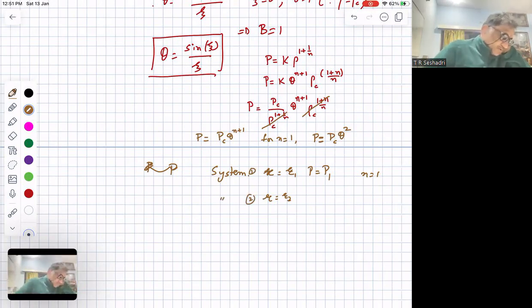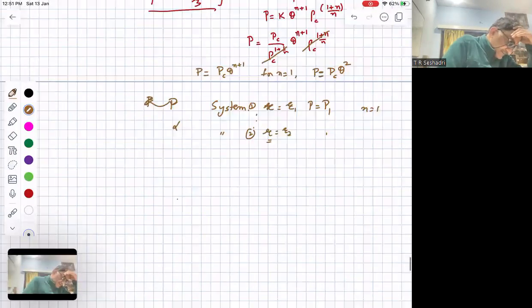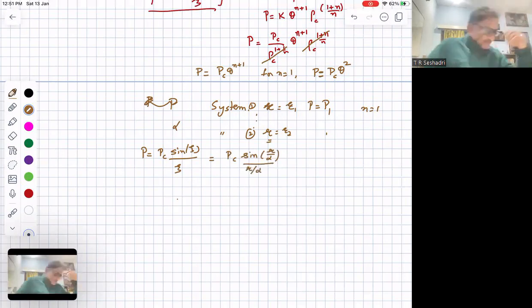Then what do I do? For both these systems, I can calculate the value of alpha, and I can find out the factor by which R has to be multiplied to get that pressure here. This is again the thing about scaling relationship, which I was telling you. For example, I have P equal to Pc sin xi by xi, which is equal to Pc sin of R by alpha by R by alpha.